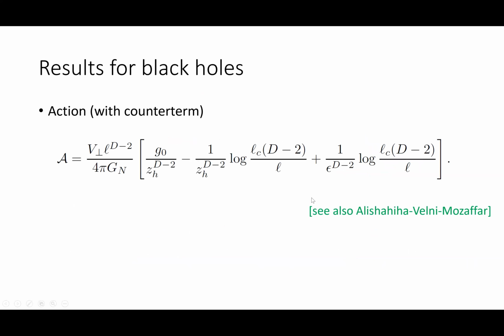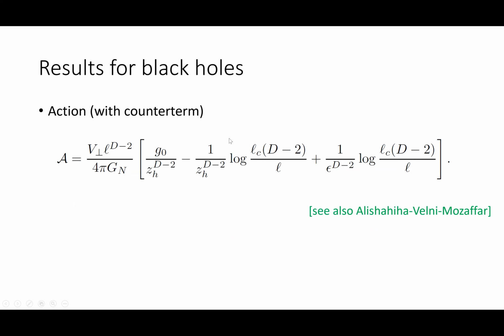Now, if you add the counterterm, you get a different thing. Now you get a UV divergent piece here. Sorry, for some reason I changed the notation from delta to epsilon, but this is the UV divergent piece. You see that LC appearing. And then over here you have some part which is just proportional to the entropy. That's the 1 over ZH to the D minus 2. But there's a factor which depends on this constant G naught, which is negative, just some fixed number.